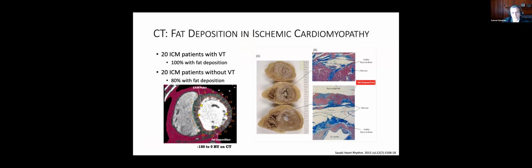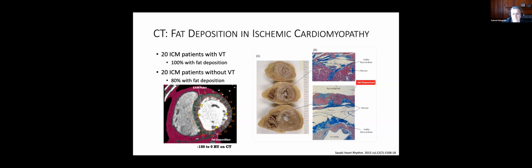Now, the new work that we're doing, and I want to thank both Sanjay and Dave Frankel, who are here. They're helping me enroll for this study. All three of us have enrolled a good number of patients in this, which is focusing on fat deposition in ischemic cardiomyopathy. So this was the earliest study that we did in 2015, before I actually came to Penn. Takeshi Sasaki was a really gifted fellow from Japan that worked with me for several years. And we looked at 20 patients with ischemic cardiomyopathy without VT versus with VT.